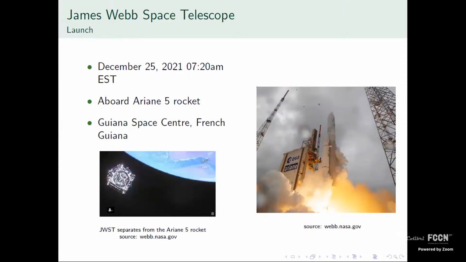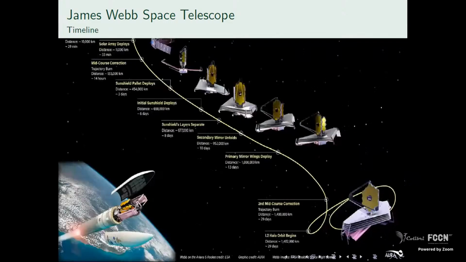The James Webb Space Telescope was launched on December 25 of last year aboard an Ariane 5 rocket, and it was launched from the ESA launch site, which is in French Guiana. And here we can see the last image of the James Webb Space Telescope as it was separating from the Ariane 5 rocket. Now I will walk you through the timeline from launch into orbit.